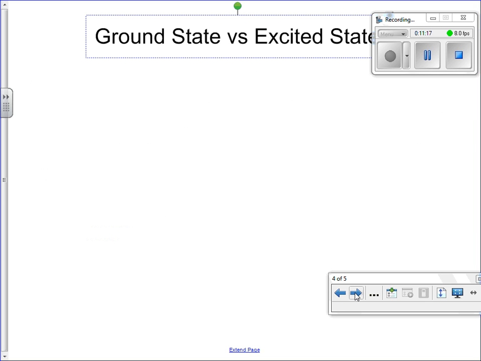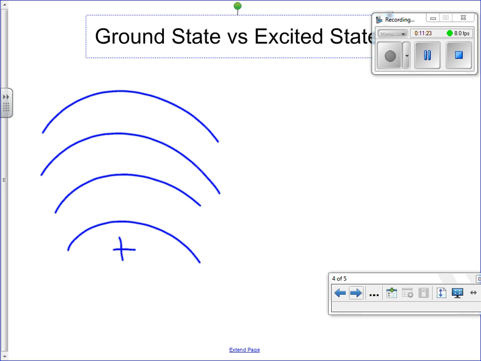Ground state versus excited state. Okay. Here is the nucleus of an atom. There's the positive charge. Here are your energy levels. Okay, so this is kind of like a cross section of an atom. Here's an electron. And let's say there's another electron here and another one here. Okay? This is not the whole atom, it's just kind of a cross section of an atom. So, what happens? This is the ground state. Okay? This is the ground state of an atom.